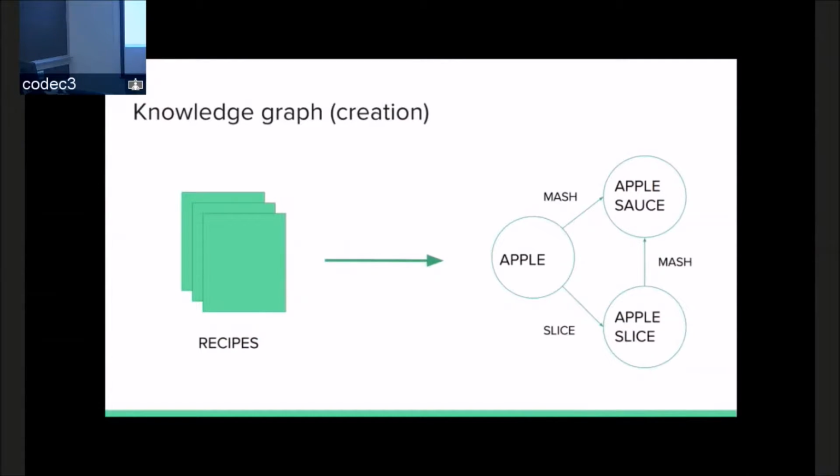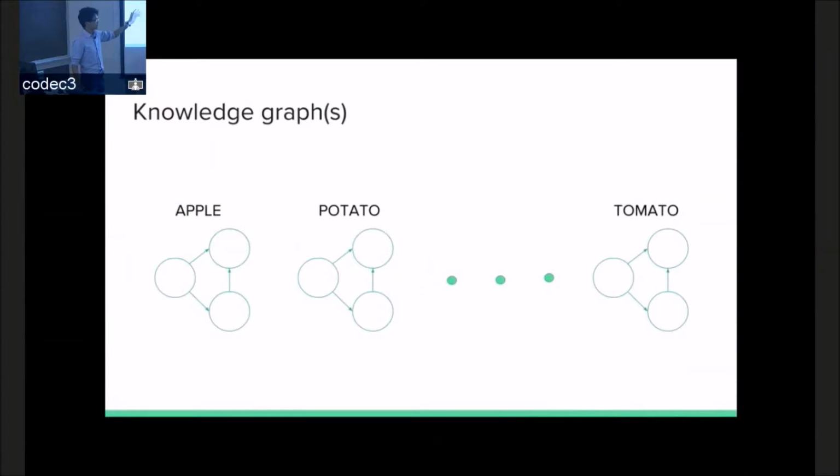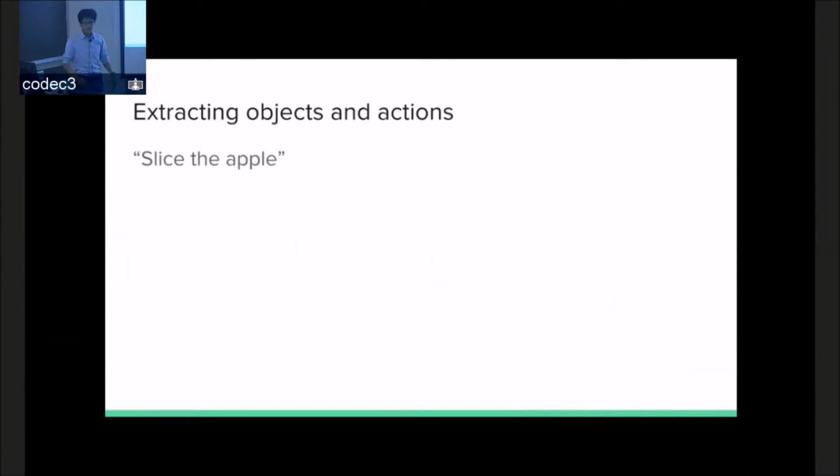We can use a graph for that, where the nodes are the different states of ingredients, and the edges are the actions on those states. So in this case, we have apple, which you slice to get an apple slice, or you mash to get applesauce, and something like that. Ideally, we'd like to have one of these for every single type of ingredient. So how do we exactly extract the objects and actions?